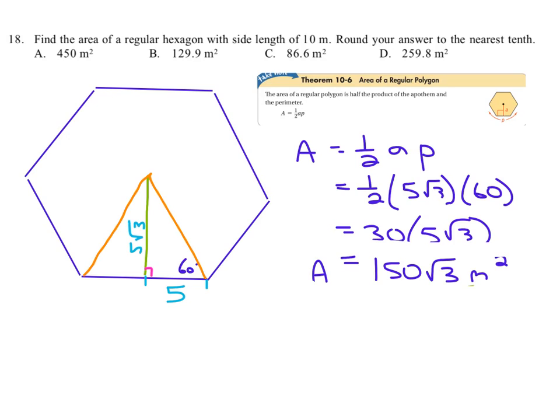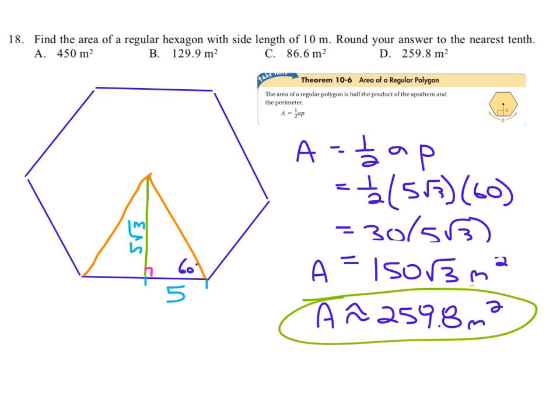What are we going to put there? Well, we're going to actually do square root of 3, which is 1.732-ish, times 150. And we get approximately 259.8. And what are the units? They were meters, so meters squared.